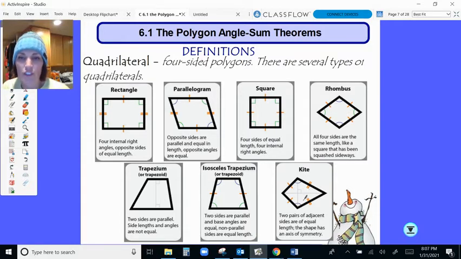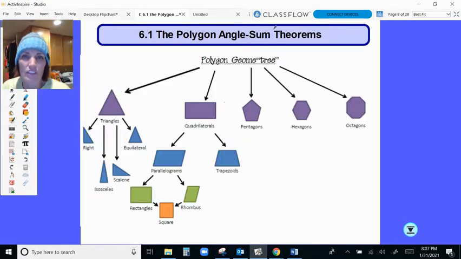Okay, so they're different sides congruent there. Okay, so this is like a little polygon tree in geometry, where we have our triangles: equilateral, isosceles, and scalene triangles. We have quadrilaterals, and we have trapezoids and parallelograms that are both quadrilaterals. And from the parallelograms, we have rectangles and rhombuses that are both squares. And then we have pentagons, hexagons, octagons, nonagons, decagons, 11-gons, 12-gons, and so forth.